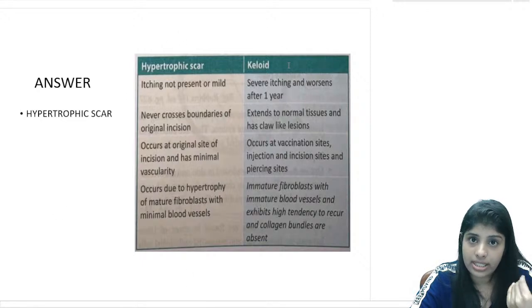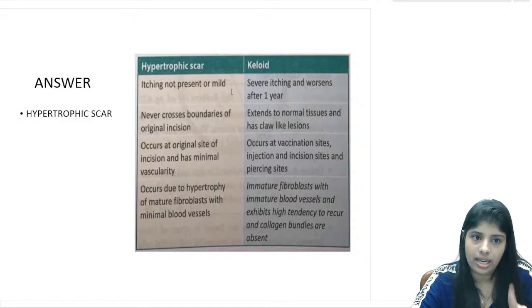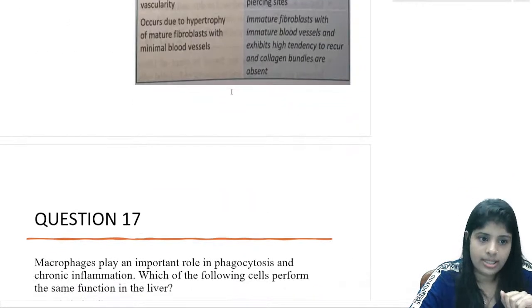If it is worsening after 1 year with severe itching and crossing the original incision boundaries, then it is definitely keloid. And the other thing is hypertrophic scar. In this question, it was hypertrophic scar. Hope you understood the concept.